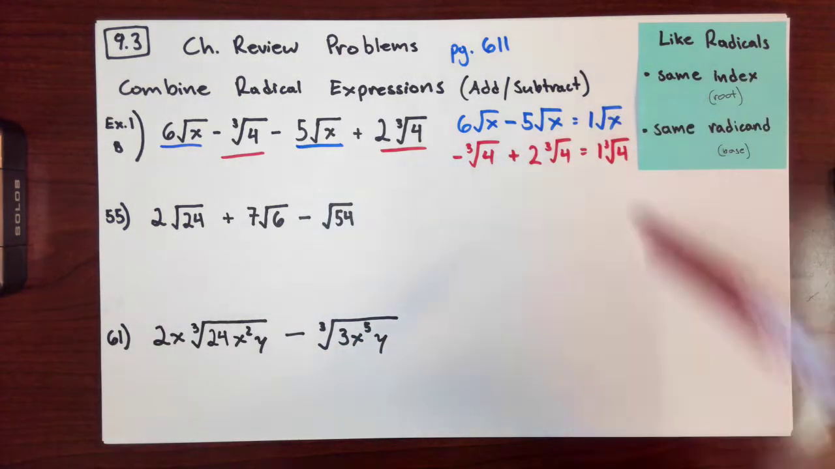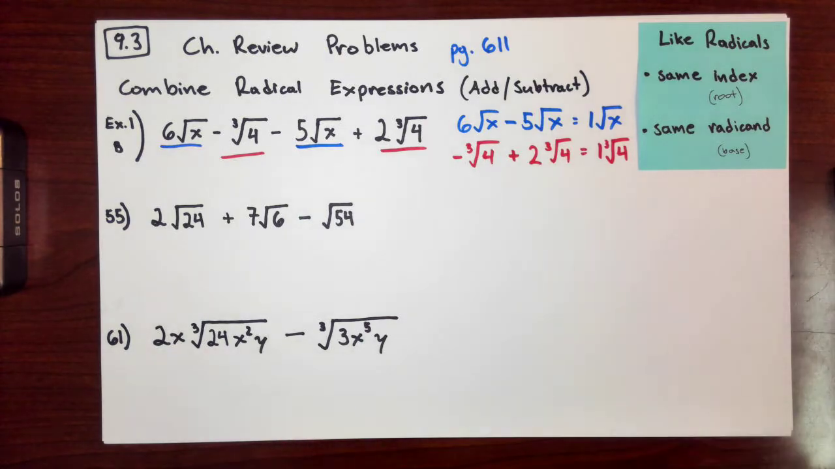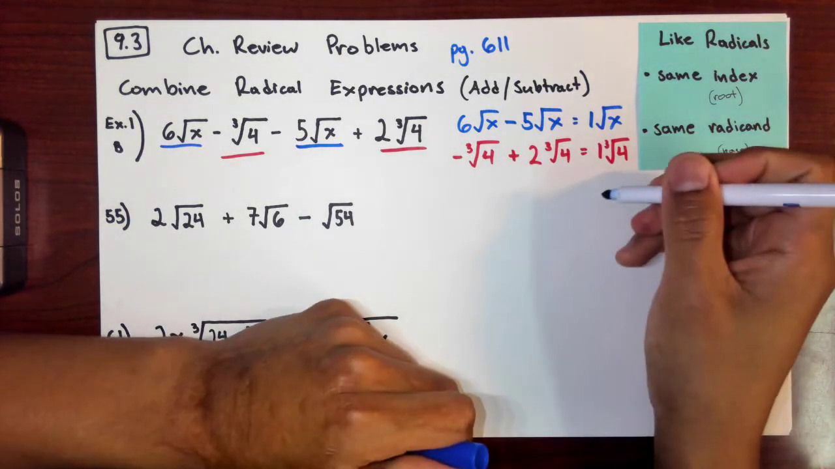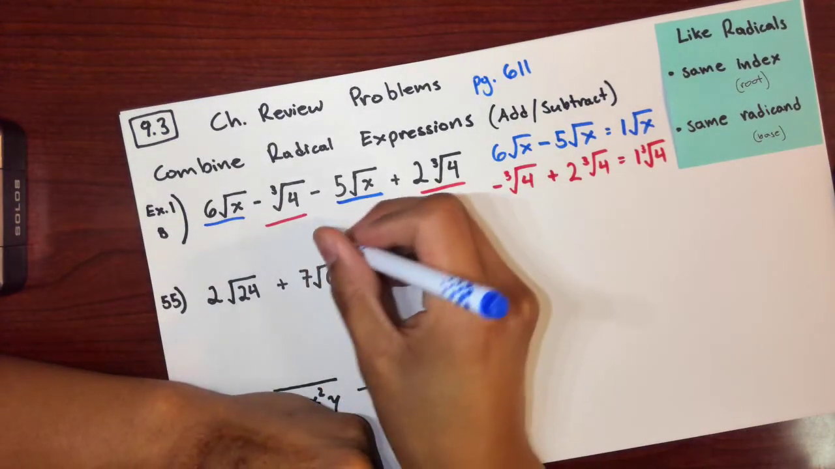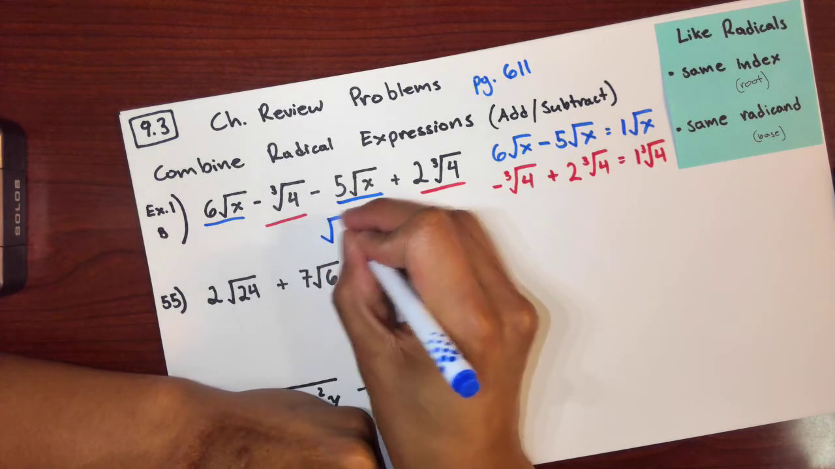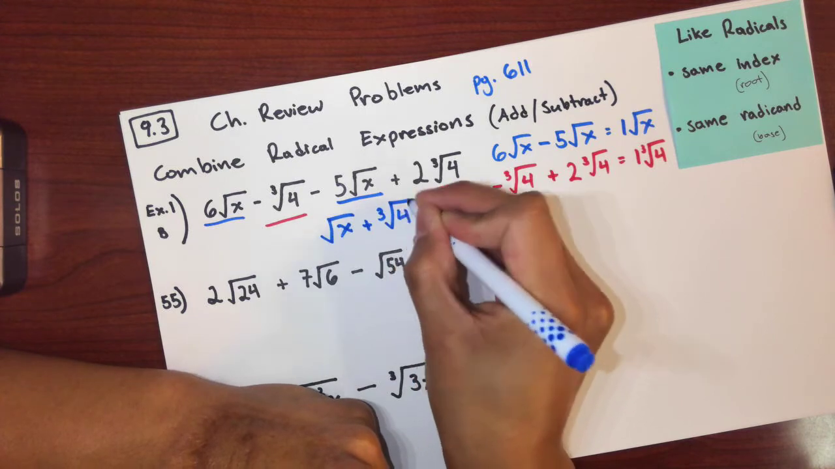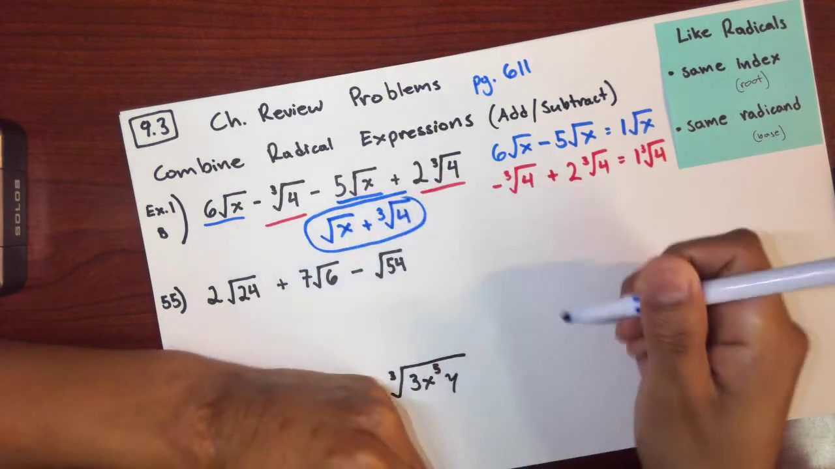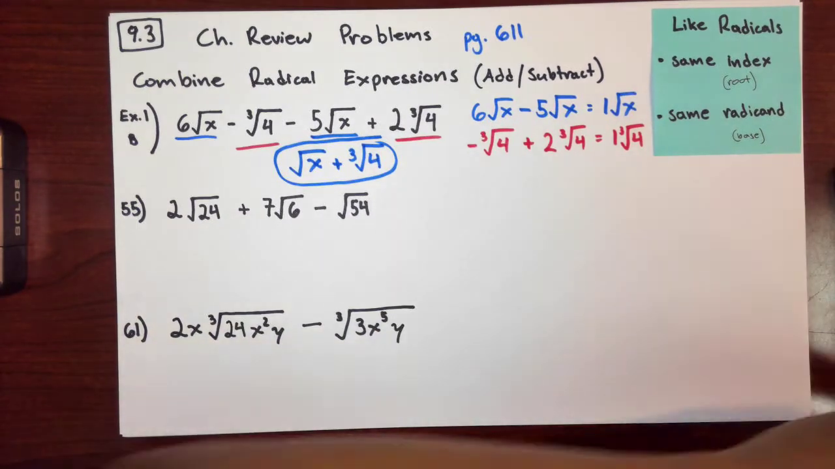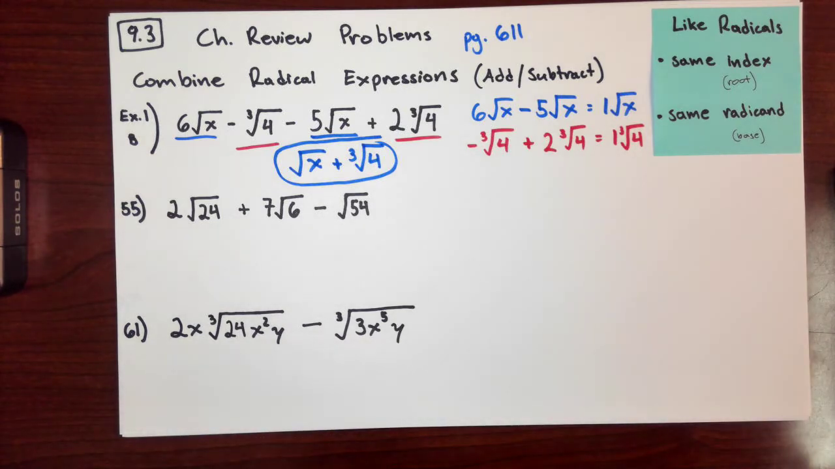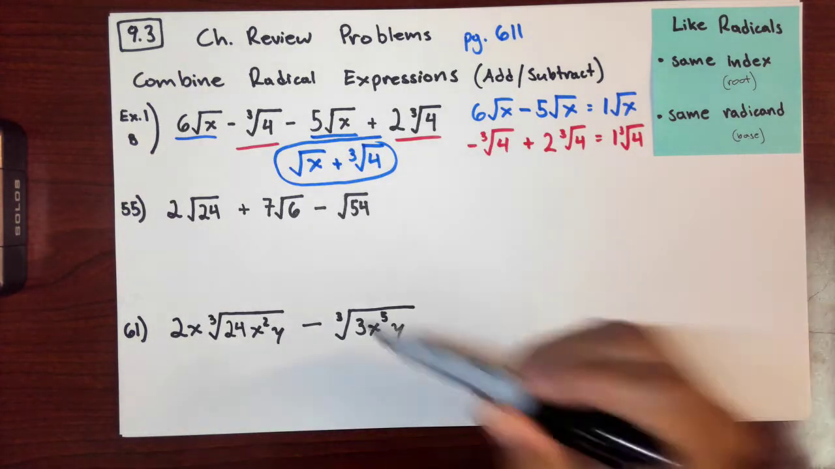So they're both positive in the end, so when you add those up, your final answer will be, and I'll go ahead and write it under here, square root of x plus cube root of 4. And that's your final answer for this first one here. And you can go ahead and check it in your books. That is the final answer. Let's move on to this one down here.